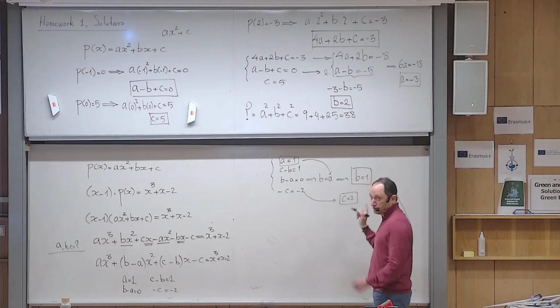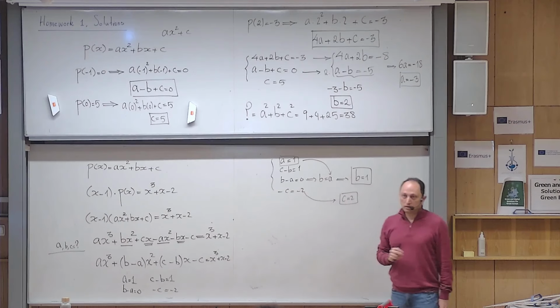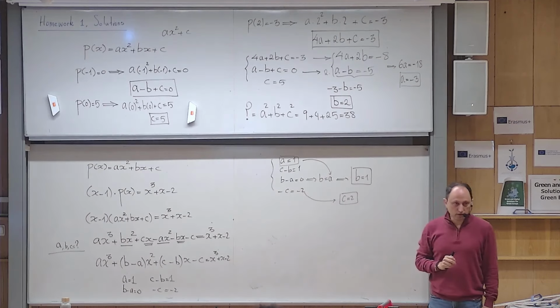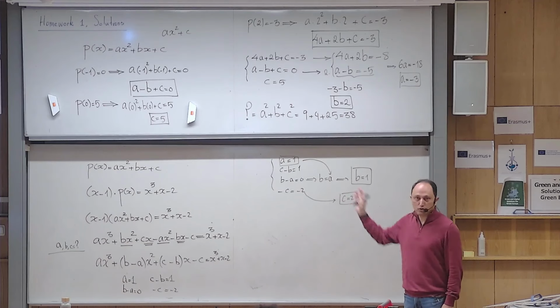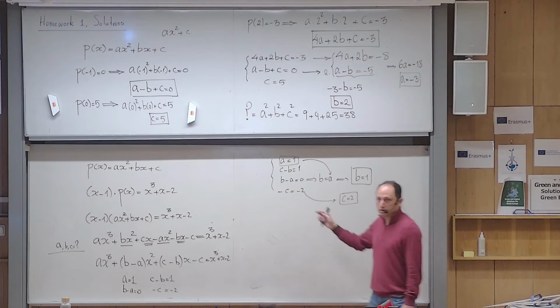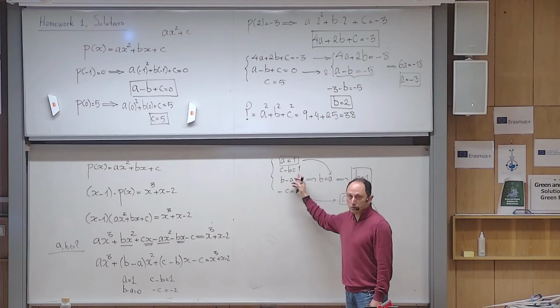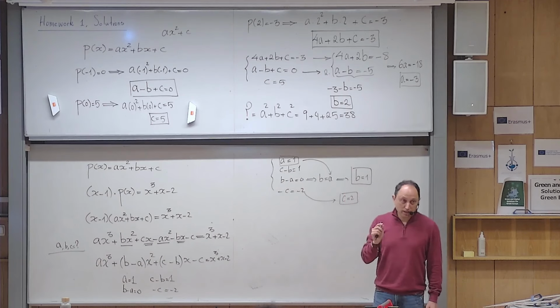And be careful about it. You might say that I found all my answers. One of them I didn't use at all. Which one? c minus b is equal to 1. I didn't use it. Be careful.